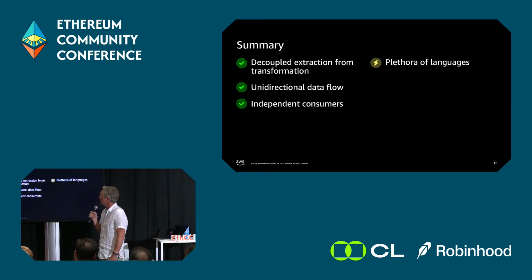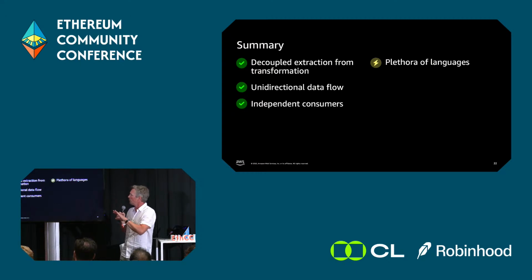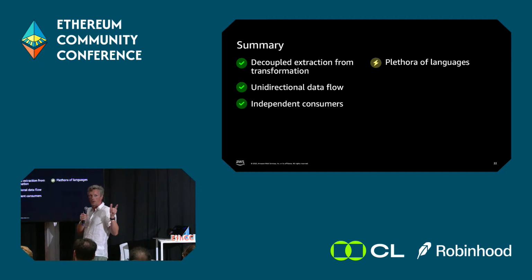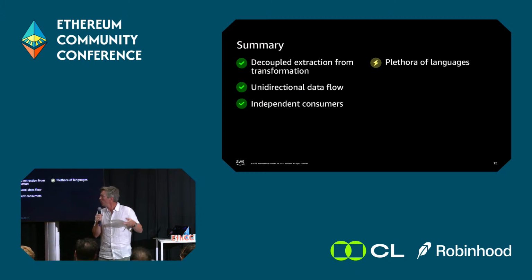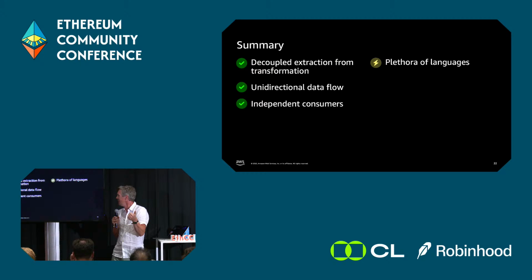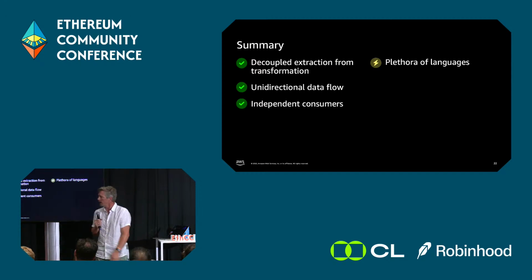So finally, a summary before I can actually show the demo. I've said all that. We've decoupled extraction from transformation, plus we have a unidirectional data flow, no more RPC calls whatsoever. And we have independent consumers, so we can add new consumers as we come along. The really not so nice thing about the whole thing is it's a plethora of languages. Deploying the infrastructure is a CDK script, so TypeScript. The Rust execution extension is Rust, and then the Apache Flink is Java code. So you need to work through all of that, which is a bit of a nightmare, to be honest. But, well, here we are.